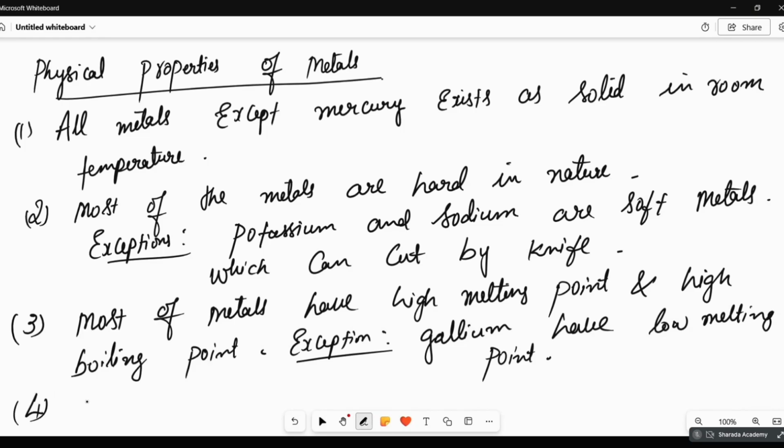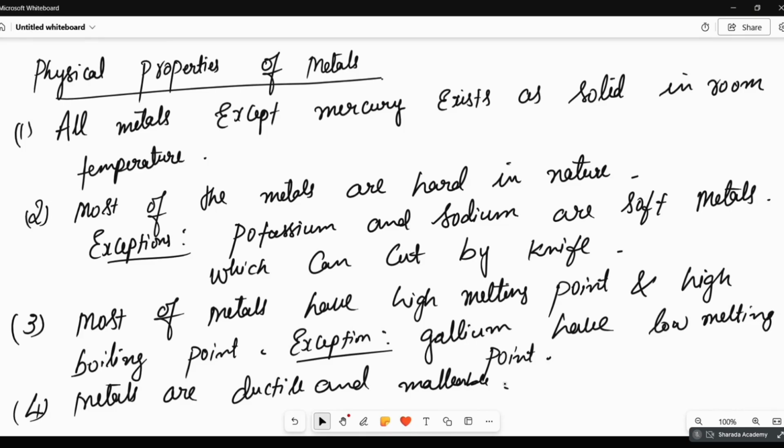Then we have metals are ductile and malleable. Silver and gold have the highest ductile and malleable property. Ductile means it can be drawn into thin wires. Malleable means they can be drawn into thin sheets without breaking.